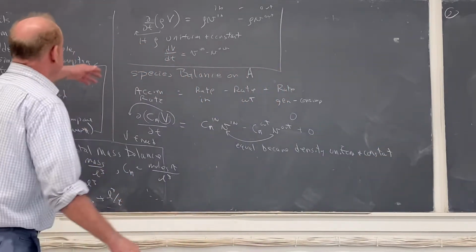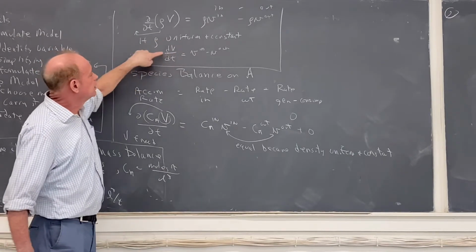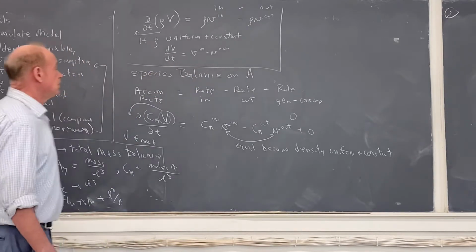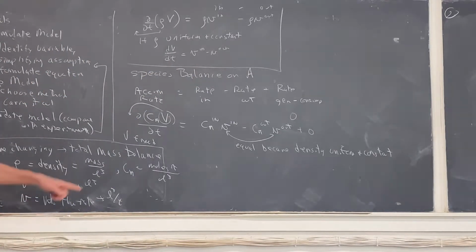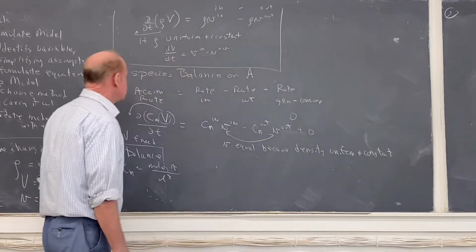Or we could actually just see it from here. Since the volume doesn't change and the density is uniform and constant, this is 0, so V in equals V out. So then I can just drop the superscript and just call them V. So what do I have left?